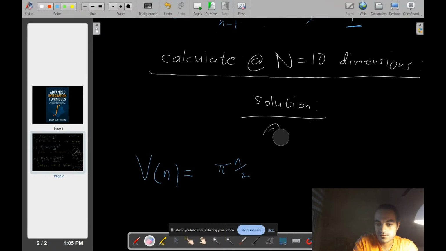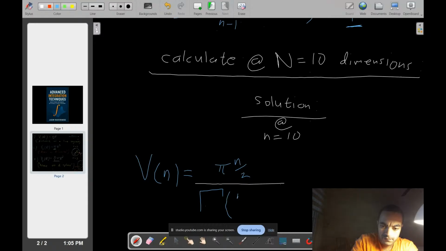We're doing it at little n equals 10 dimensions. We're just going to substitute that value into our volume formula: pi to the n over 2 divided by the gamma function of n over 2 plus 1.